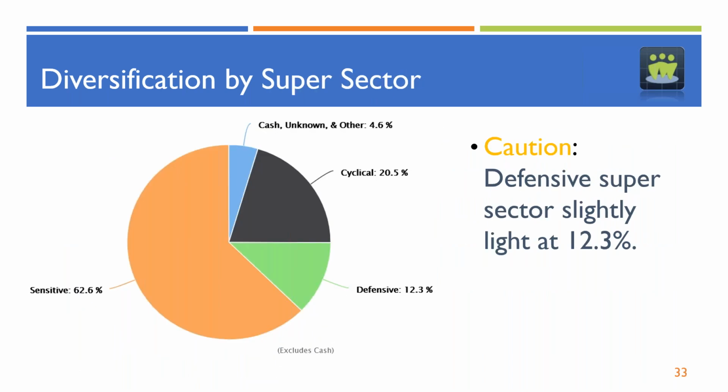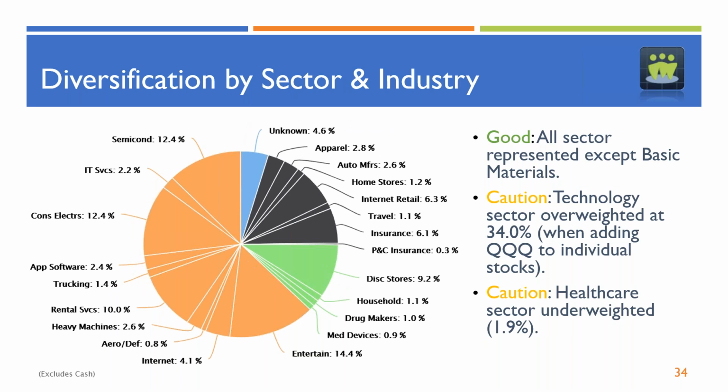By super sector, again, pretty good allocation here. The defensive super sector is at 12.3%. That's slightly light. My target is, I like to see about 15%. So it's a little light, but at least you've got some exposure there. The sensitive and the cyclical, I'm ambivalent on how you decide to break up those two super sectors and get your exposure across them. By sector and industry, again, when you look at these charts, the big slices of pie are areas of potential concern. All sectors are represented except basic materials, so that's good.